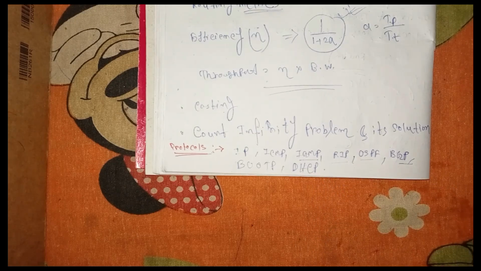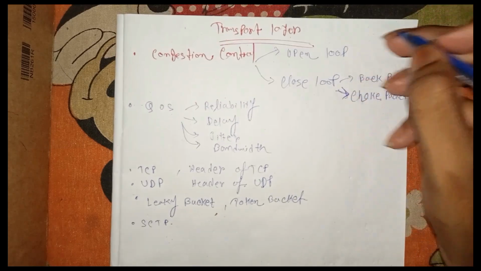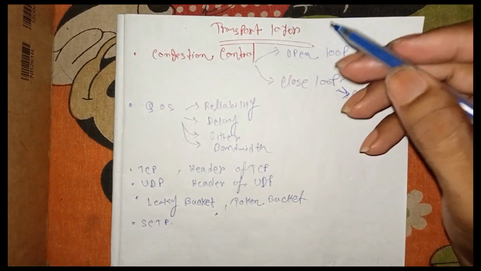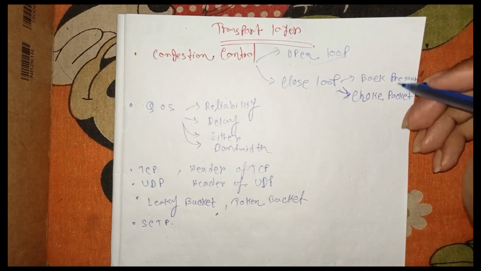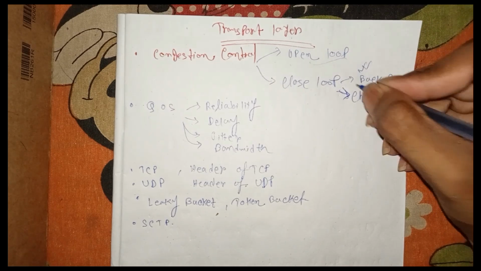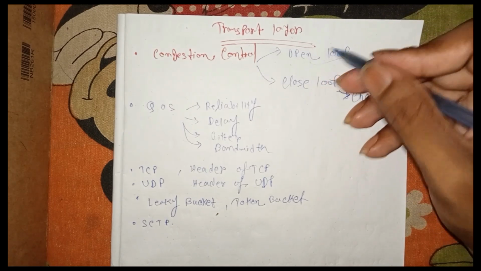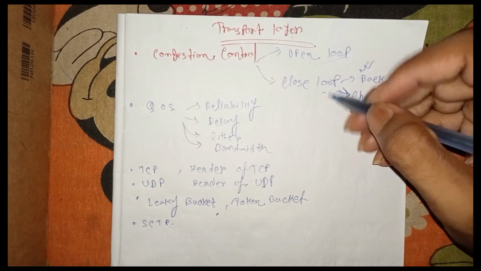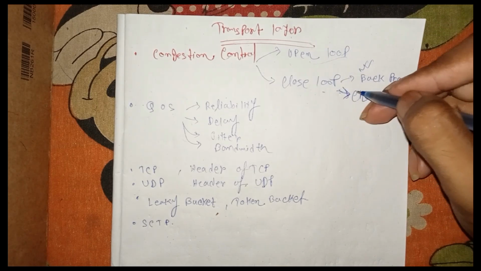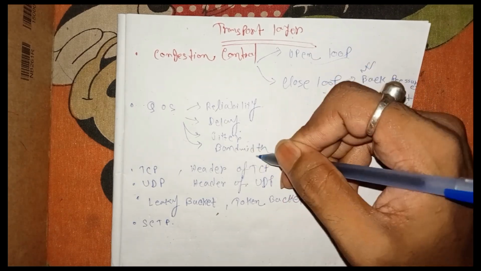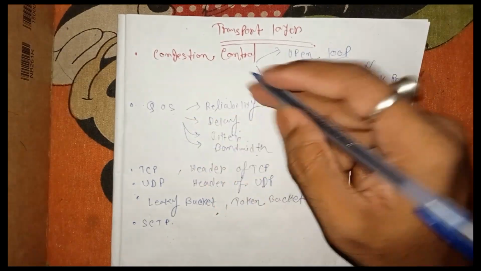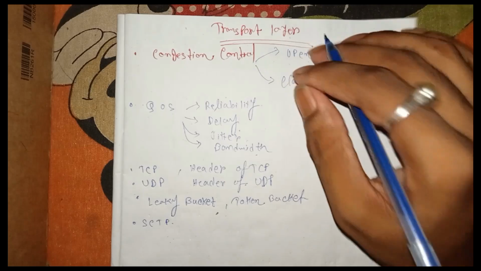From the transport layer we have topics like congestion control, with different methods like the open loop method and the closed loop method. In closed loop we have back pressure and choke packet. These are important for MAKAUT purposes, because there are lots of topics in open loop and closed loop, but our university syllabus covers back pressure and choke packet. And QoS: reliability, delay, jitter and bandwidth. These are the quality of service parameters for congestion control and the transport layer.